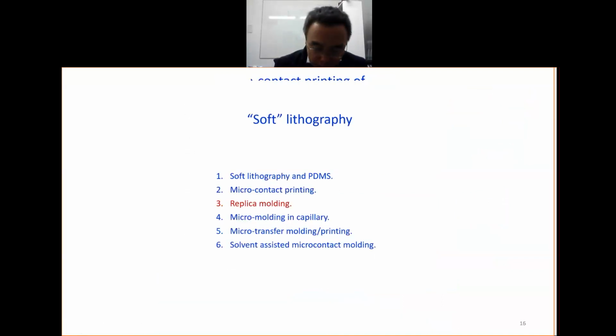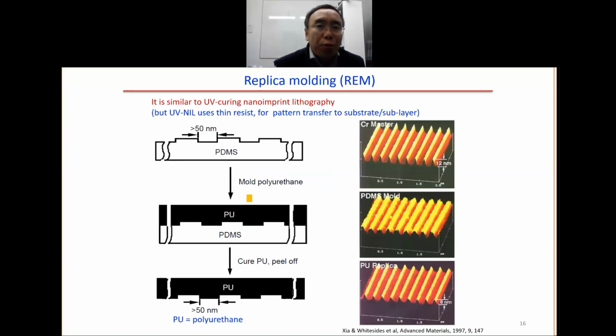And now we look at the second type of the soft lithography, which is called replica molding. Here's the replica molding process. As you can see here, it's very similar to nano-imprint lithography. It's very similar to the UV-curable nano-imprint lithography.